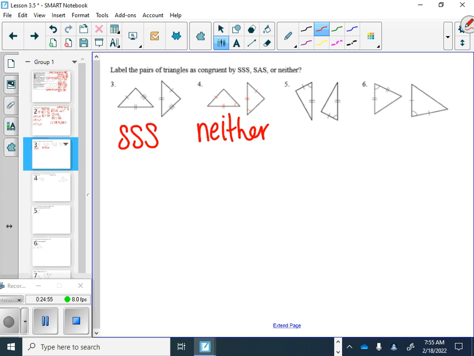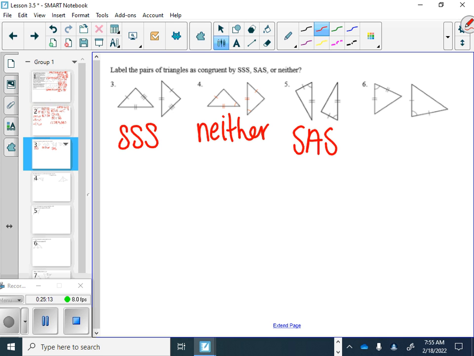Alright, what's number 5 then? That's side, angle, side, because that angle is in between the two sides. What about number 6?